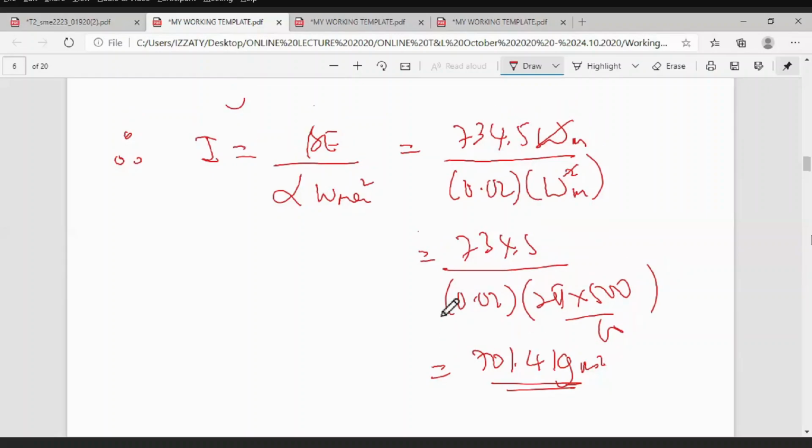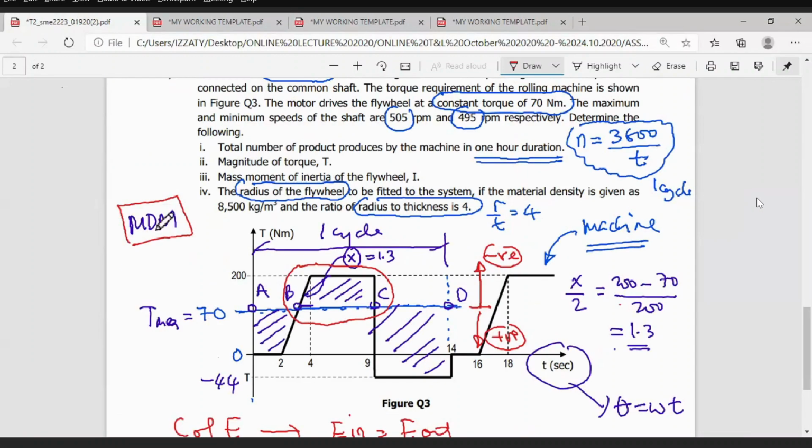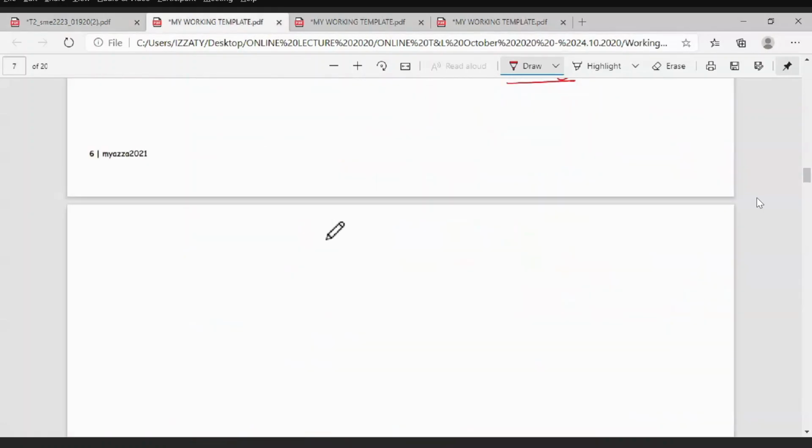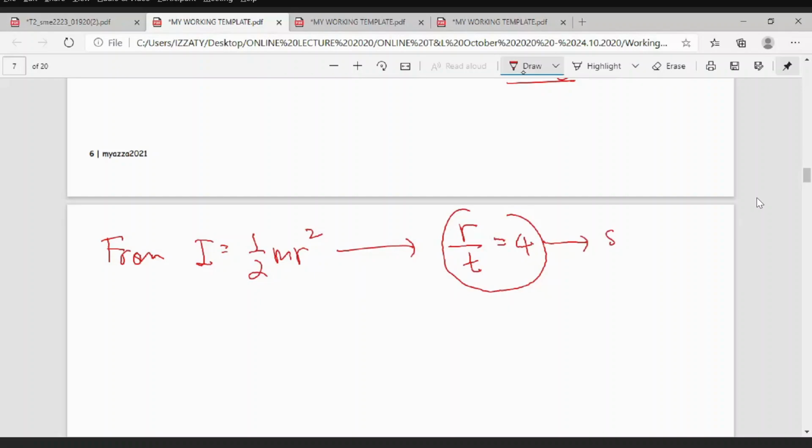Okay, so the next one is to define the radius of the flywheel. They provide you the density, and also the radius given by R to T is 4, the ratio. So from I is equal to half M R square. Because they do not provide you the figure, but they provide the radius as R to T is equal to 4, it simply means that you can assume that this one belongs to the solid disk.